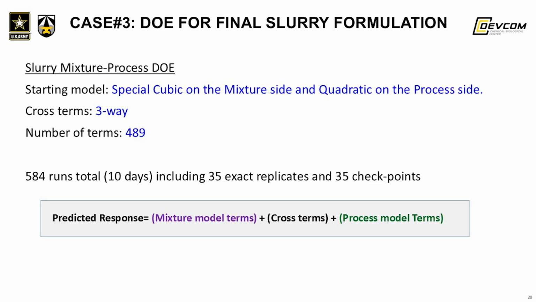So our proposal was we're going to use a special cubic on the mixture side, quadratic on the process side. We're going to use 3-way cross terms, and those are important because we have those 2 categorical levels, and we know that they are all very different. 489 terms in the model. We were going to do it in 10 days, less than 600 runs. We would include 35 exact replicates and 35 checkpoints. The checkpoints being the holdback validation points that we only use to validate the model but not to fit the model. And I'm showing what our predicted model would look like. Mixture terms plus cross terms plus the process model terms.